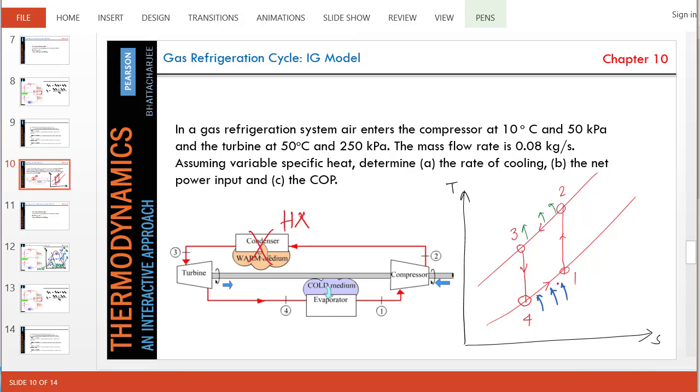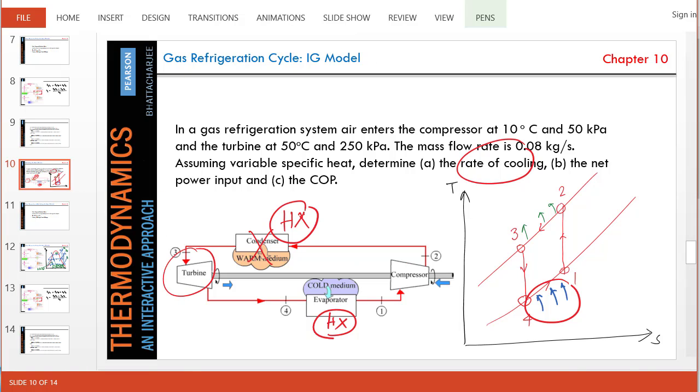From 4 to 1, where the cooling takes place, it is also a heat exchanger because gas doesn't evaporate or condense. They just exchange heat with the hot environment here and the cold environment here. So this is where the cooling takes place. So this is one of the desired variables, the rate of cooling. And the net power input is, of course, the compressor power minus the turbine power generated.